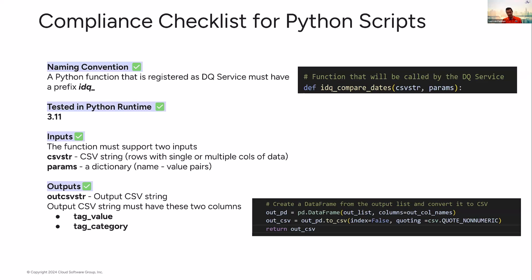On the output, again, you're generating a CSV string. You will have multiple columns that you want in your output data set. You can define whatever columns you want to be created out of this function, but there should be absolutely two columns that DI will need you to create. One is a tag value, and the second is a tag category.